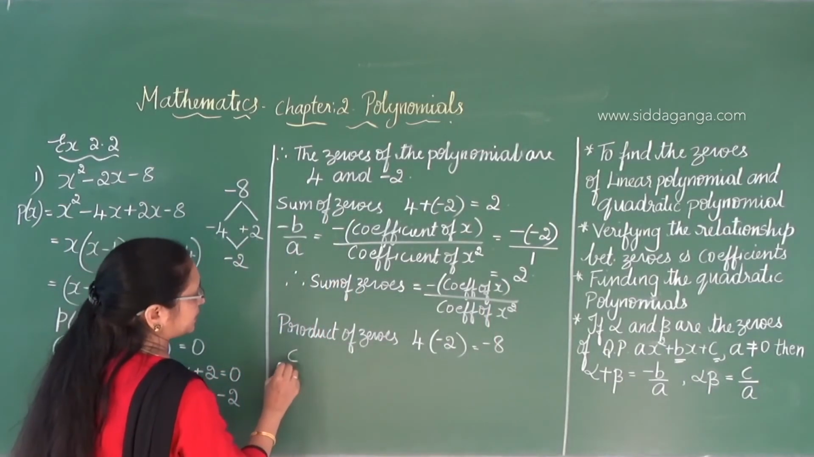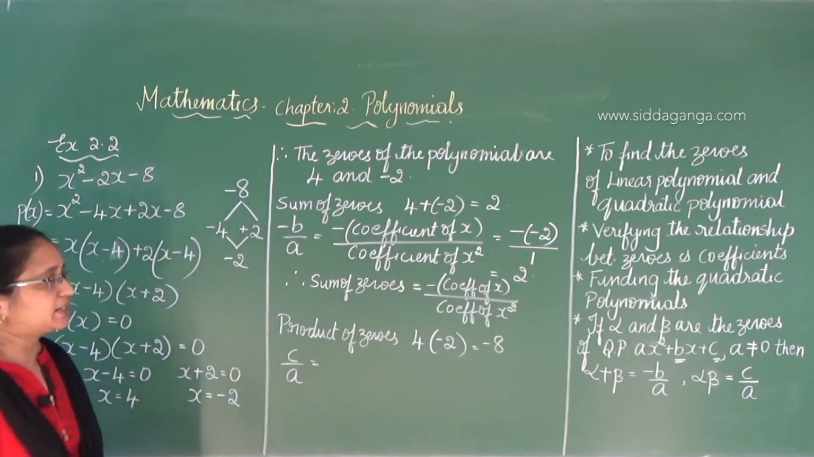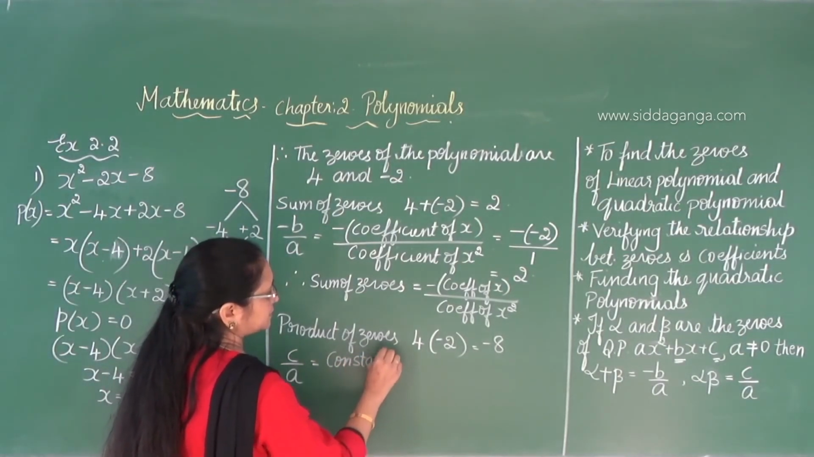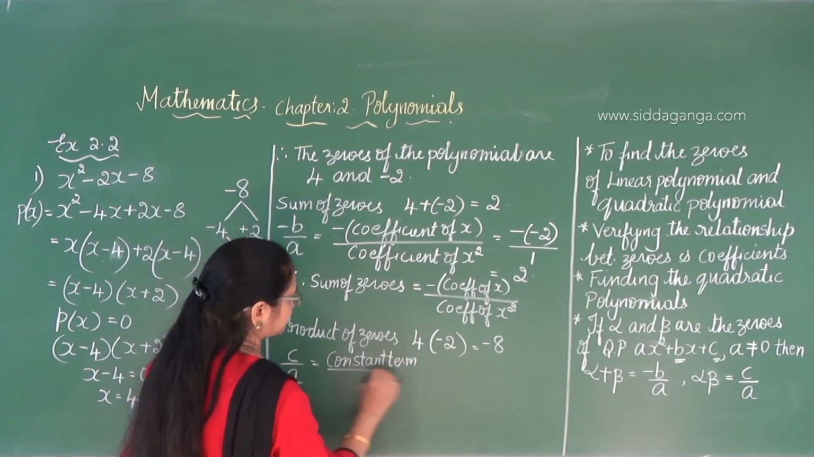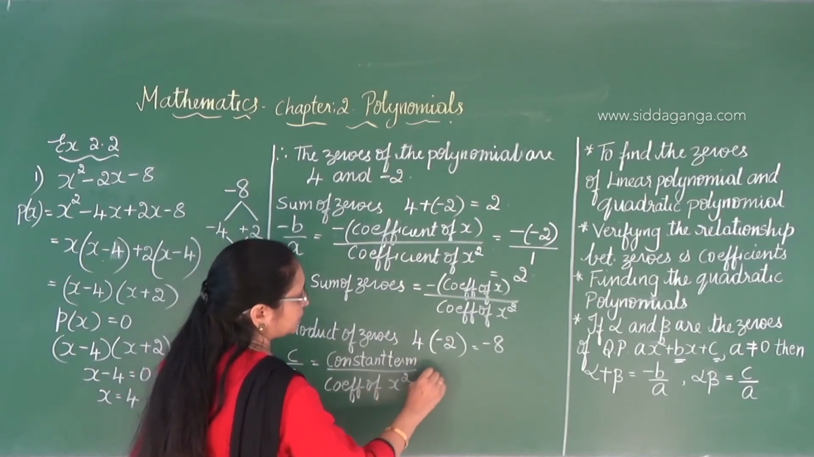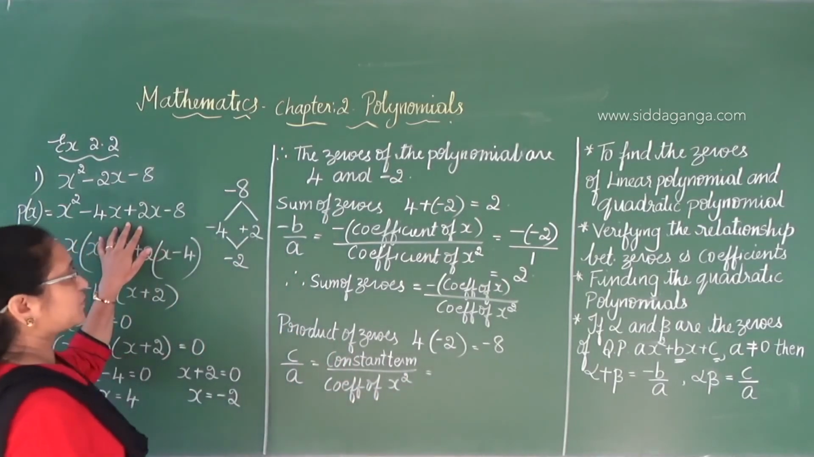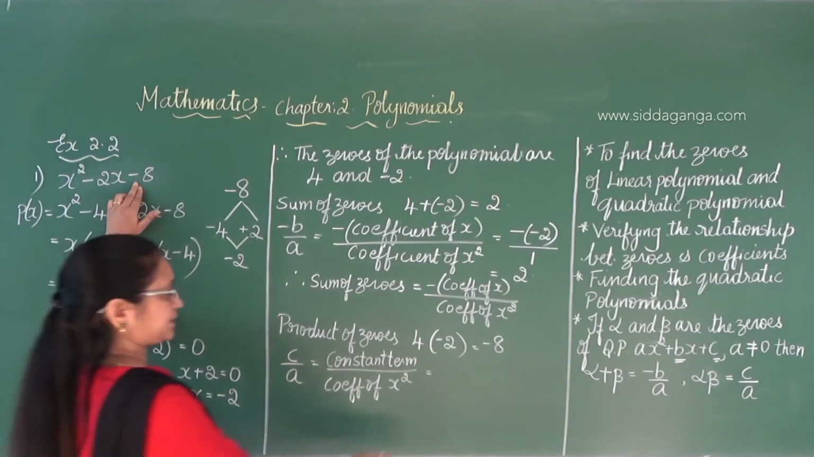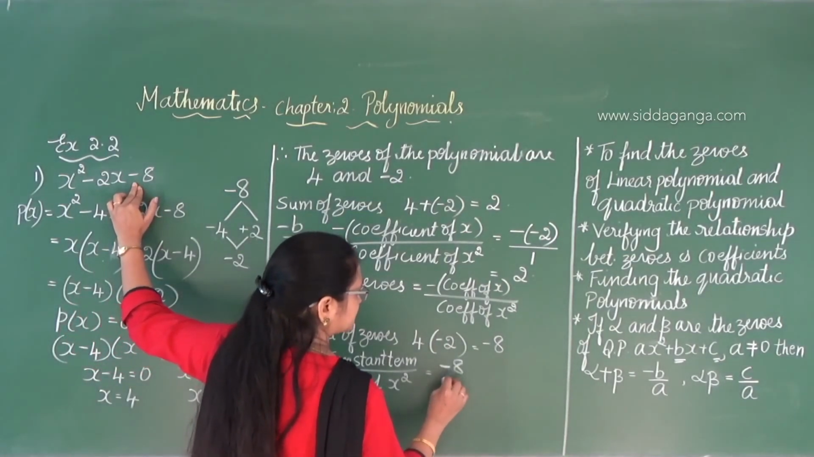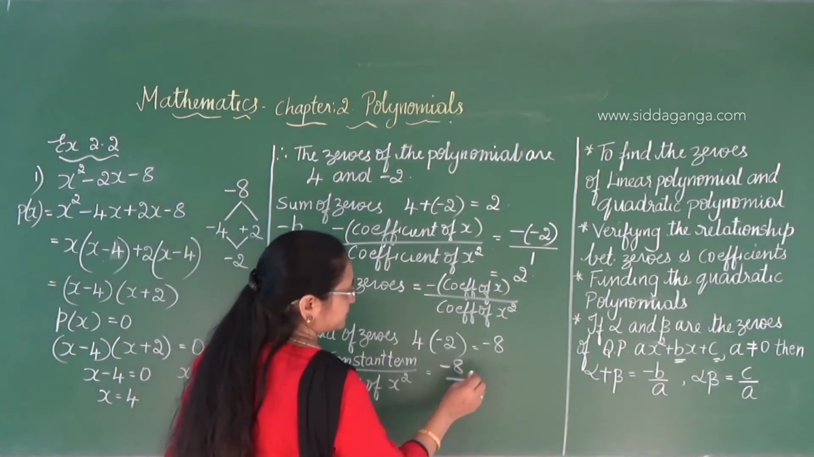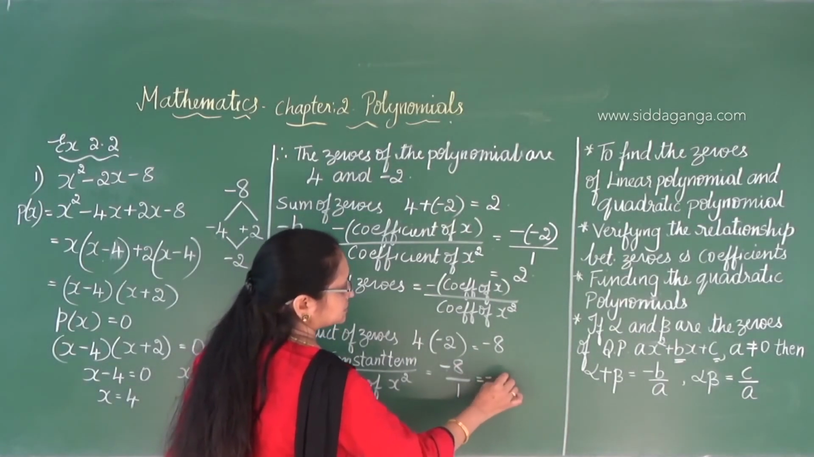Now find out c by a. What you will get? C by a. C is what? Constant term divided by coefficient of x square. Now again compare this with the general form here. So constant is minus 8 divided by a, and of course a is 1. See, the coefficient of x square is 1. So here minus 8 by 1, that is minus 8.